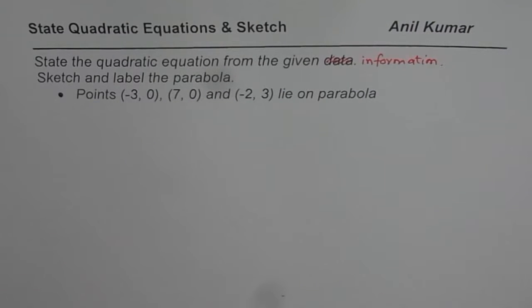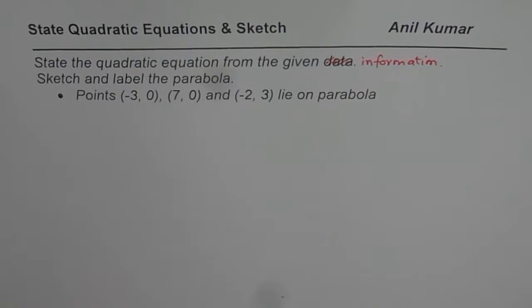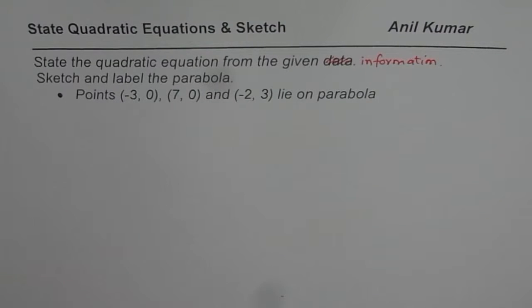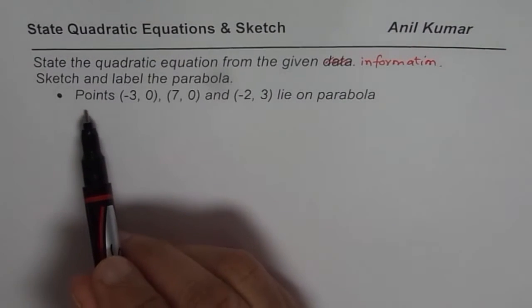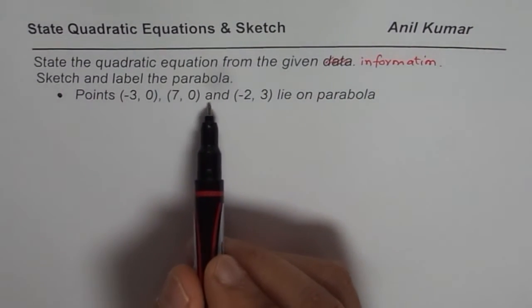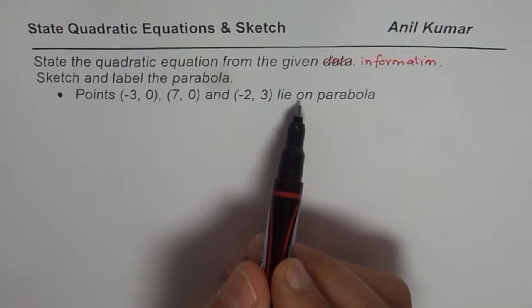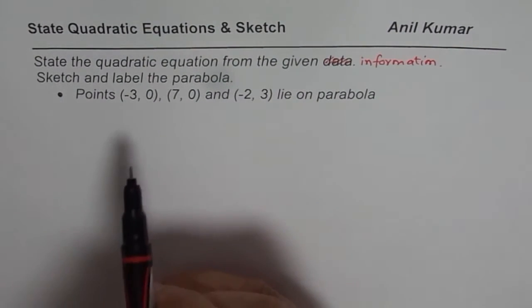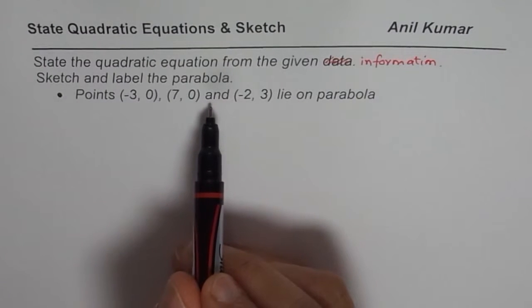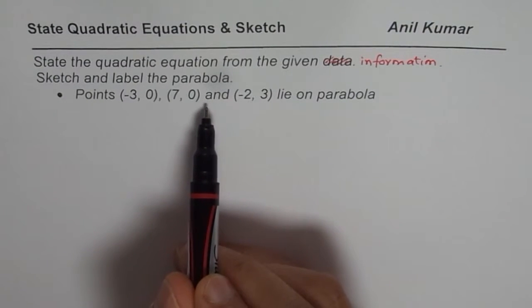I'm Anil Kumar, and now let us explore how to find quadratic equations and sketch parabola. The question here is, state the quadratic equation from the given information, sketch and label the parabola. The information given to us is points (-3, 0), (7, 0) and (-2, 3) lie on a parabola. We need to find the quadratic equation and then sketch this particular parabola.